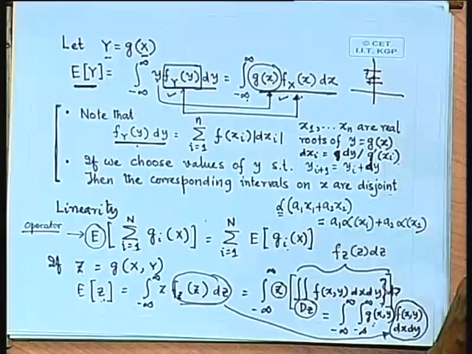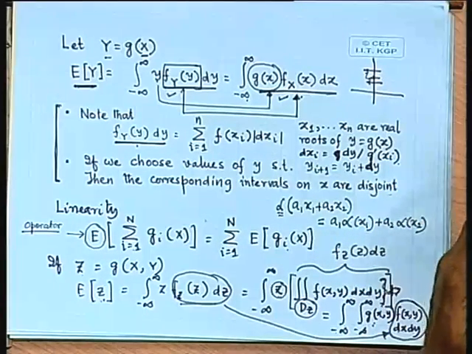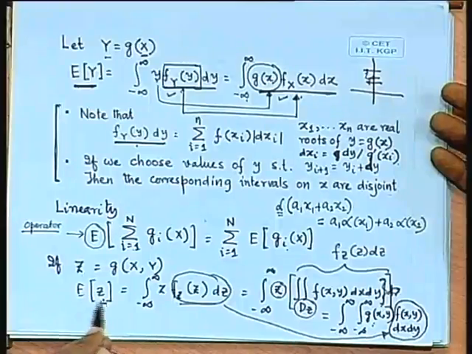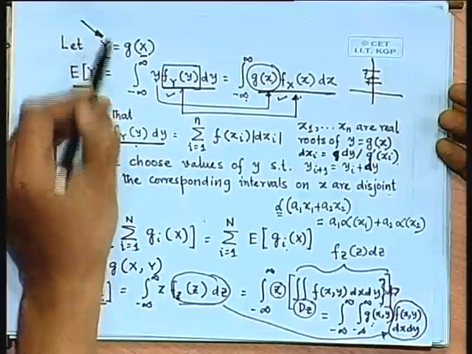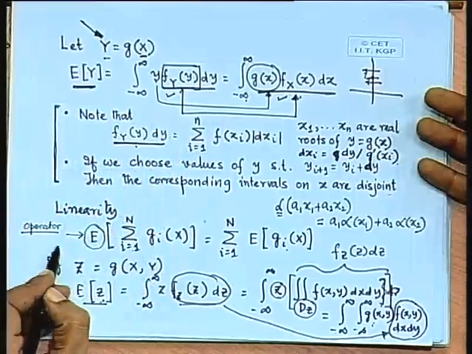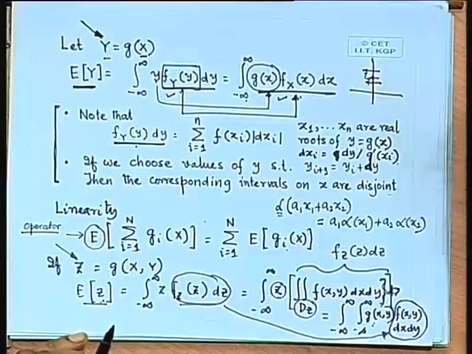Now let us consider more complex functions. Suppose z is a function of both x and y, where x and y are a collection of jointly distributed variables and z is a function of x and y. So now what is the expectation of z? Previously we had a function in one dimension, y = g(x). Now we are considering a function in two dimensions, so z = g(x, y).